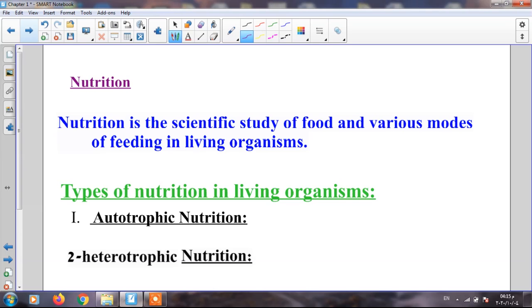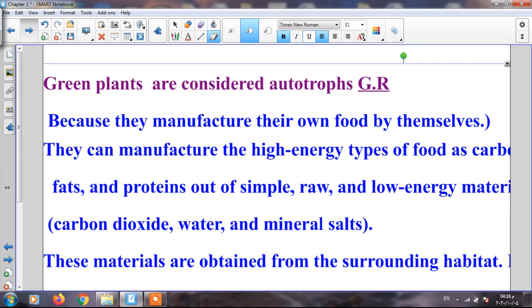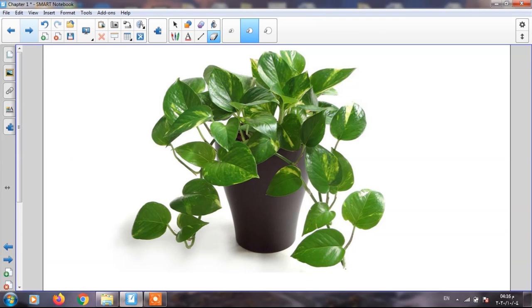We can classify living organisms according to the way of nutrition or feeding into two types, which are heterotrophic and autotrophic. Autotrophic nutrition like what? Like green plants and some types of bacteria. What happens in green plants, or you can say how do green plants feed?